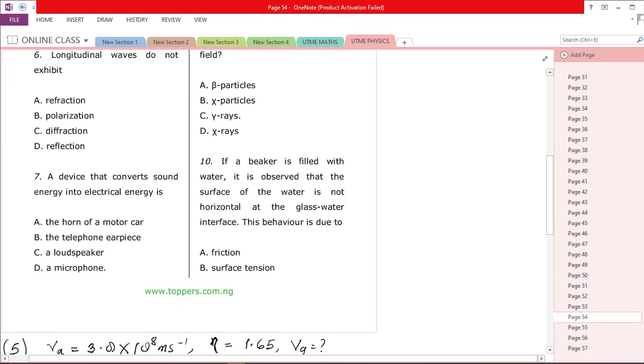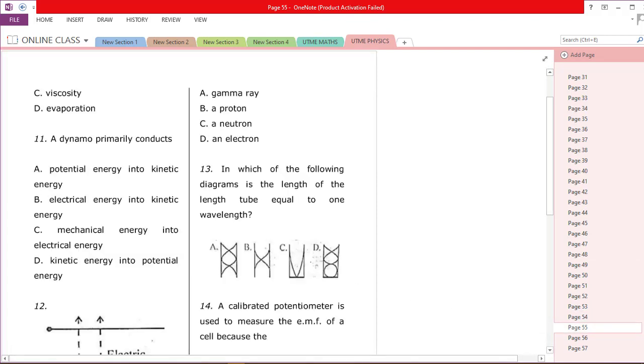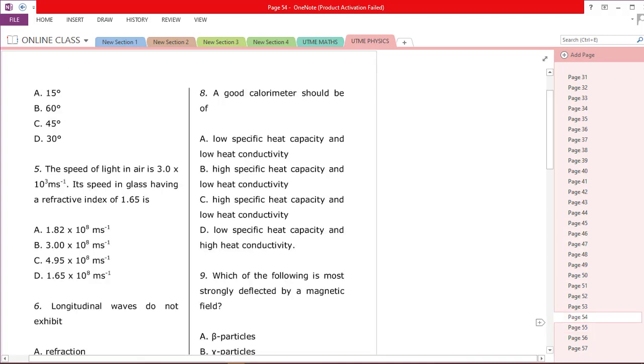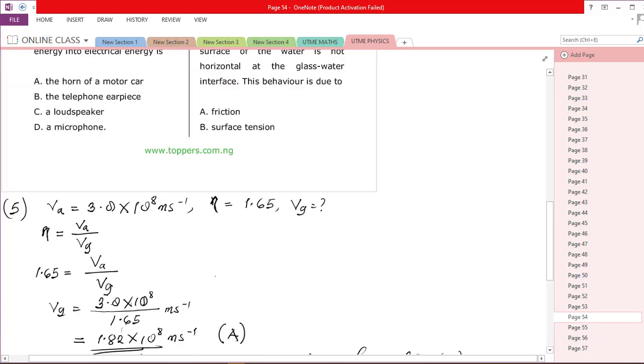Number 10 says that if a beaker is filled with water, it is observed that the surface of the water is not horizontal at the glass-water interface. This behavior is due to surface tension. Nothing else. Let's see other options they give us. They give us friction, no. Surface tension, yes. Then they might give us viscosity, evaporation. I know they will put that there. But the answer here is surface tension.